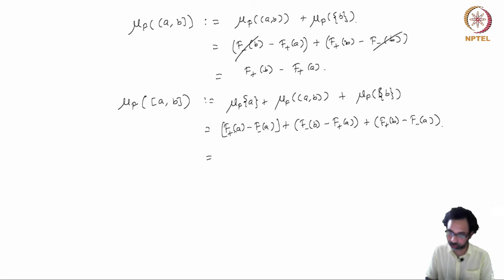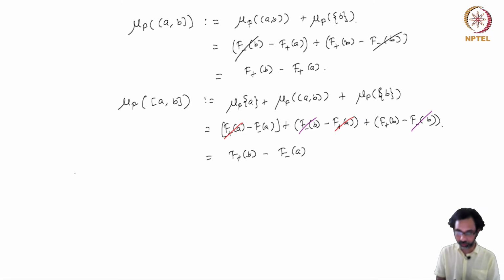So many things will cancel out. For example, f plus a and f plus a cancel out, and then so this should be f minus b here, and then here f minus b and f minus b cancel out, and you are left with f plus b minus f minus a. So therefore we can derive all these formulas for the elementary Lebesgue-Stieltjes elementary measure.